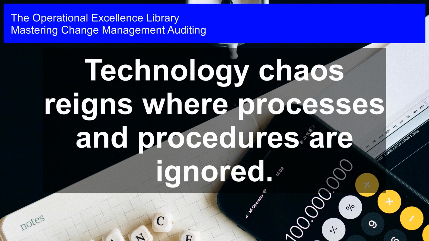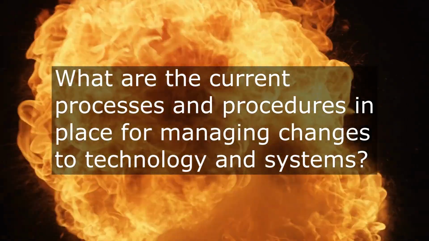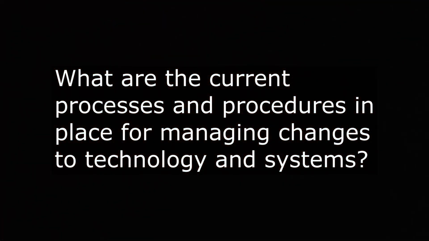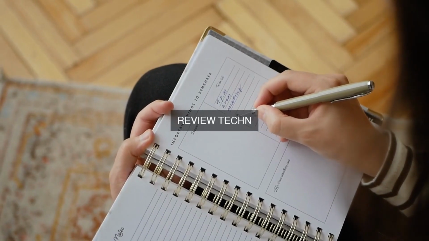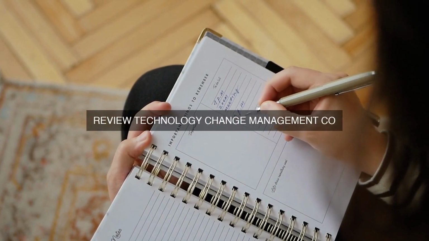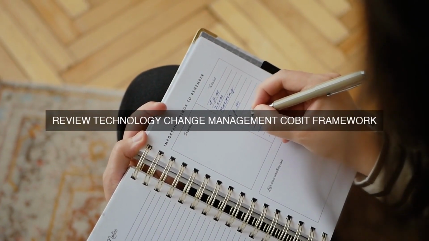Mastering change management auditing. Technology chaos reigns where processes and procedures are ignored. How do existing organizational processes and procedures ensure that changes to technology and systems are properly managed, controlled, and approved, and what specific governance structures are in place to support these efforts?